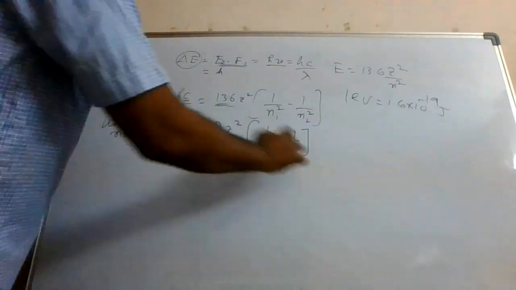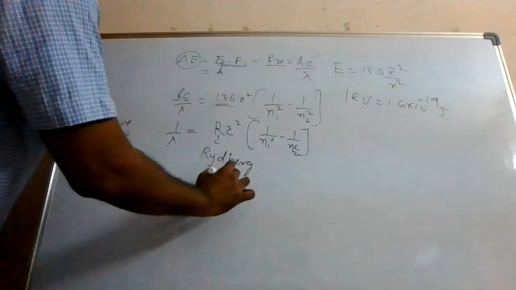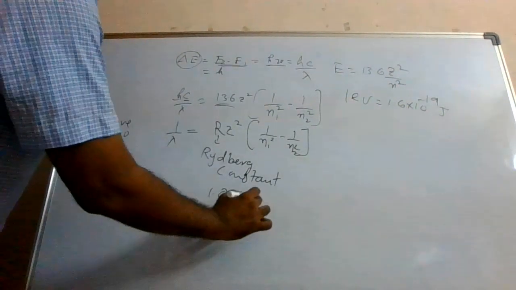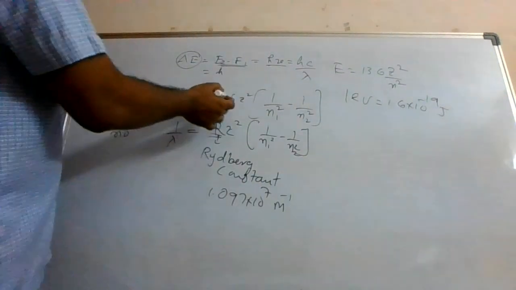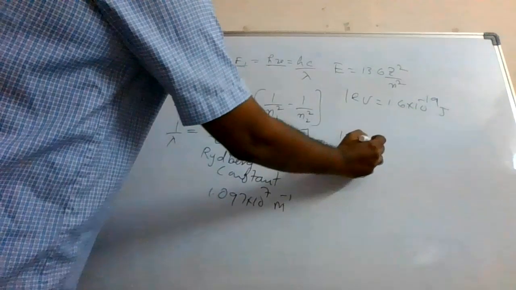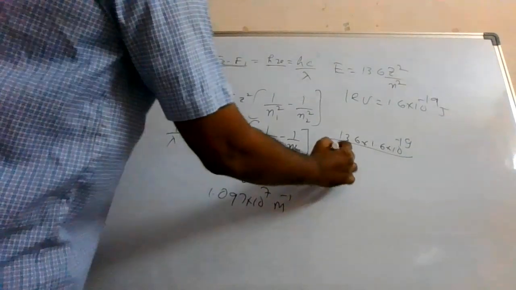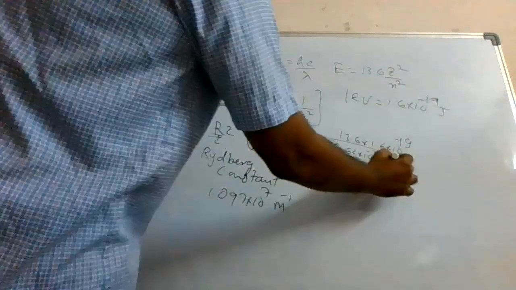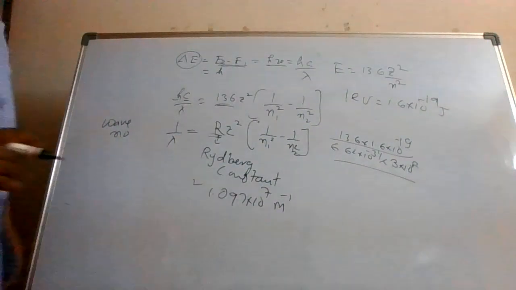Rydberg constant. It is equal to 1.097 into 10 to the power of 7 meter inverse. How are you going to get this value? This is 13.6 into 1.6 into 10 to the power of minus 19 divided by h. h is 6.62 into 10 to the power of minus 34 and c is 3 into 10 to the power of 8. When you solve this, you get a constant which is this.